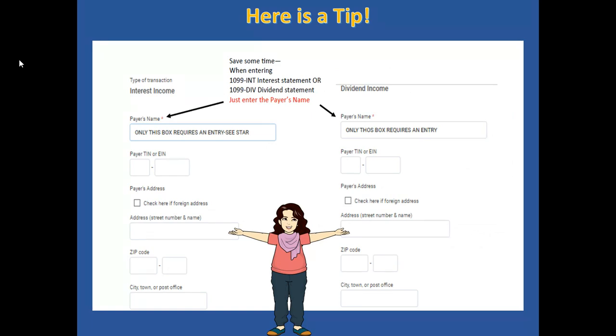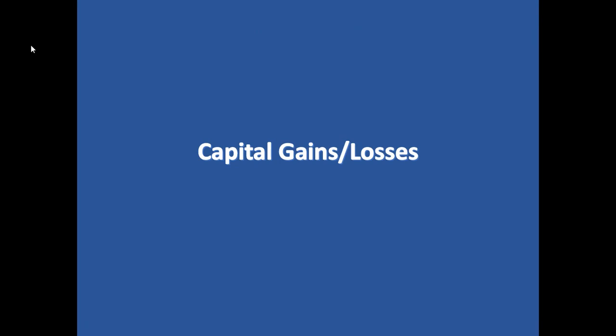Look at the screen here. You only see stars where the black arrows are pointing next to the payer name. So whoever gave them the money, you put their name and then go enter the dollar amounts. You could enter everything, but why waste your time? It's not needed. It's not necessary, especially when you have a lot of them.